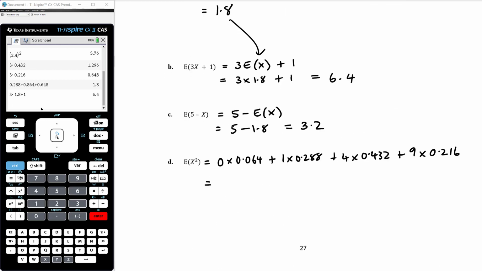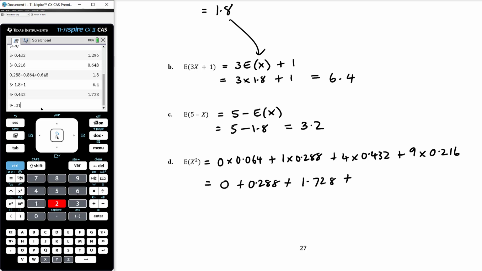Okay, so this is going to be 0, this is still 0.288, 4 times 0.432 is 1.728, plus 9 times 0.216 is 1.944. Alright, so if we add that plus 0.288, it is 3.96, the expected value of x squared, which is not the same as the expected value of x all squared, which would give us 3.24.